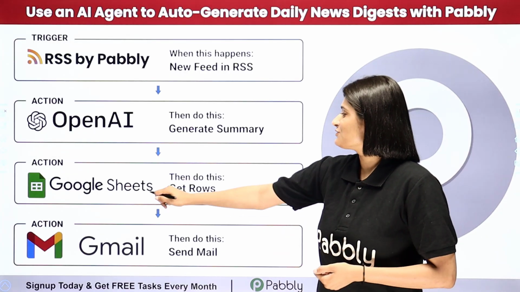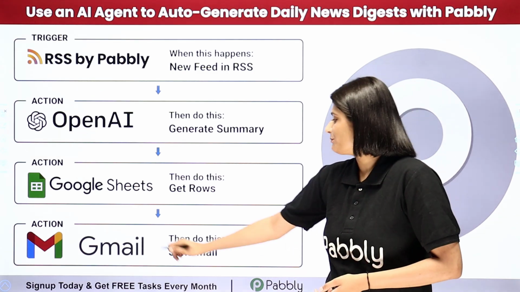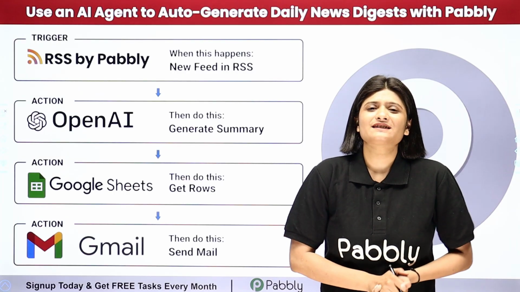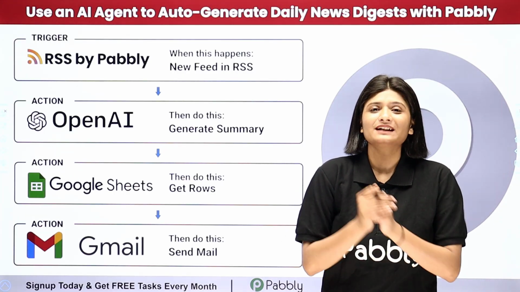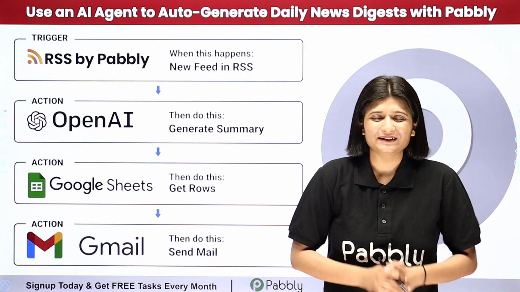So I have added the list of my subscribers in my Google Sheets spreadsheet, and with the help of Gmail, I am going to send the mail to these subscribers. Now doing this manually is a very time consuming task, so I am completely going to automate this process, and to do this automation I am going to use Pabbly Connect.